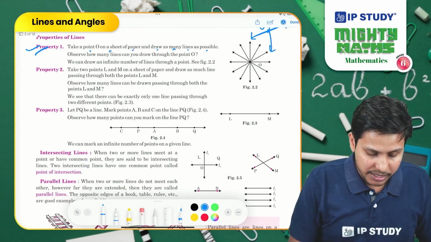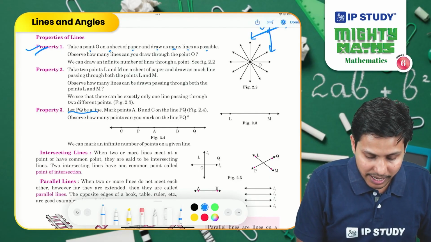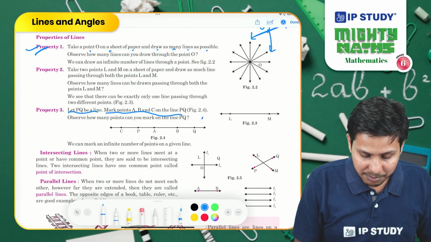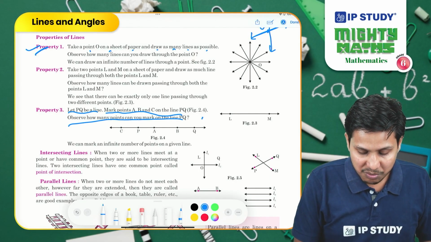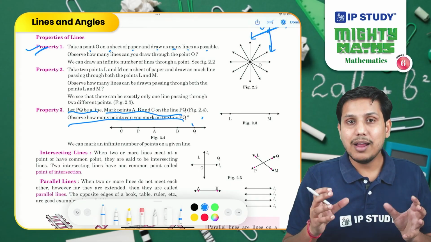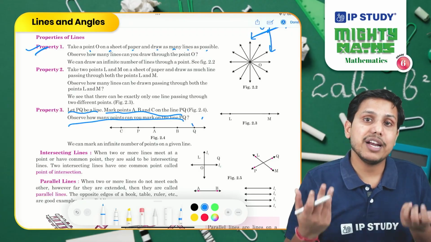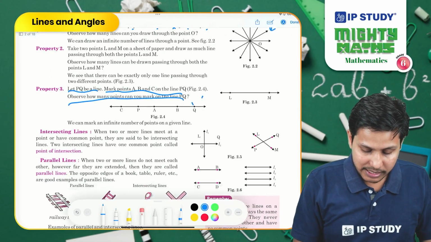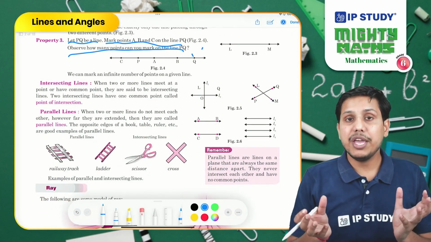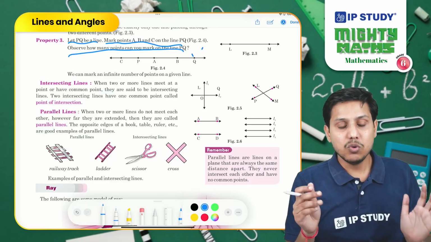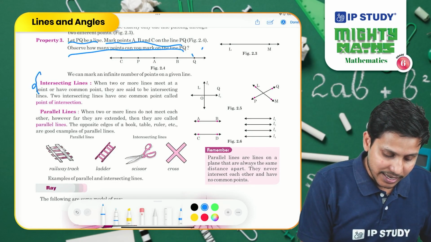Property 3. Let PQ be a line, mark points A, B, C on the line PQ, observe how many points can you mark on the line PQ. So a line is made up of infinite points, so we can mark infinite points on a line. Now a pair of lines can be classified in 2 ways. Either it will be intersecting or parallel.